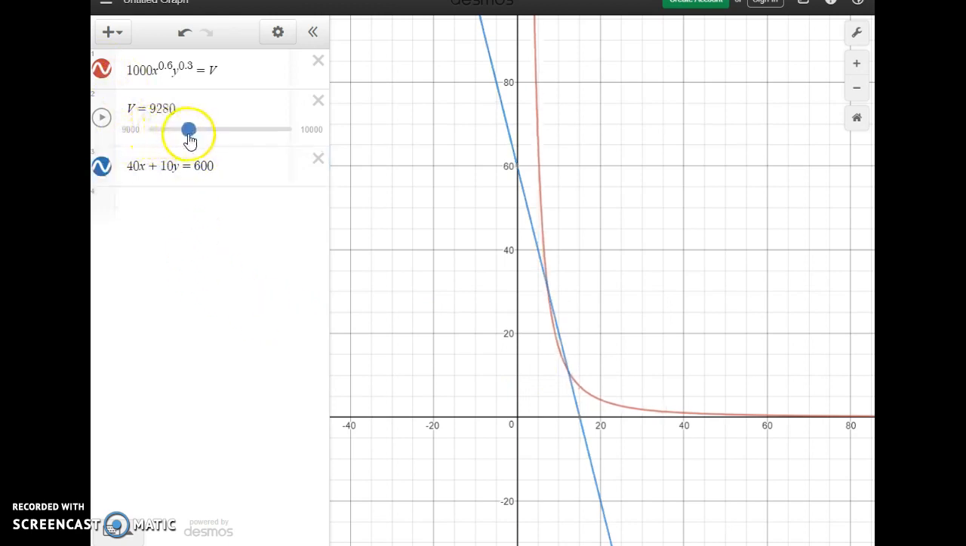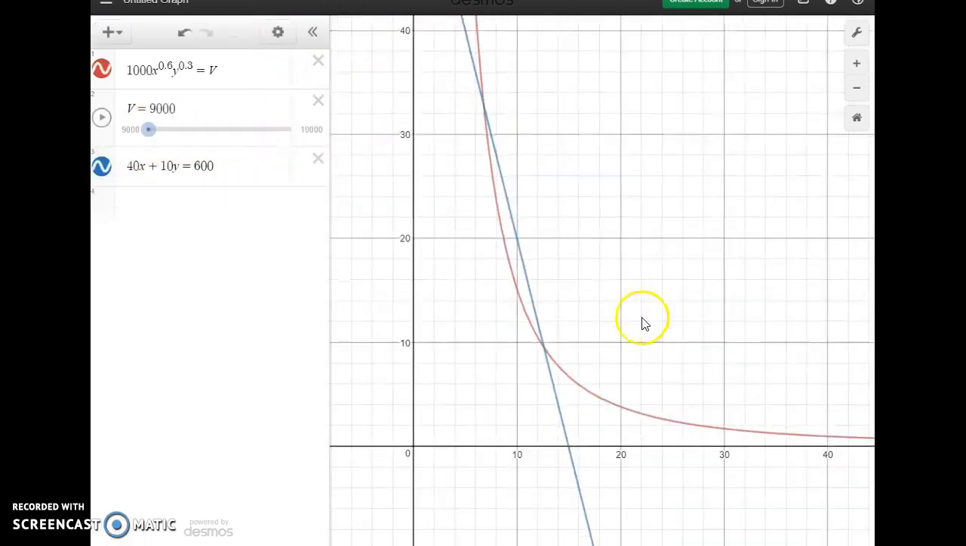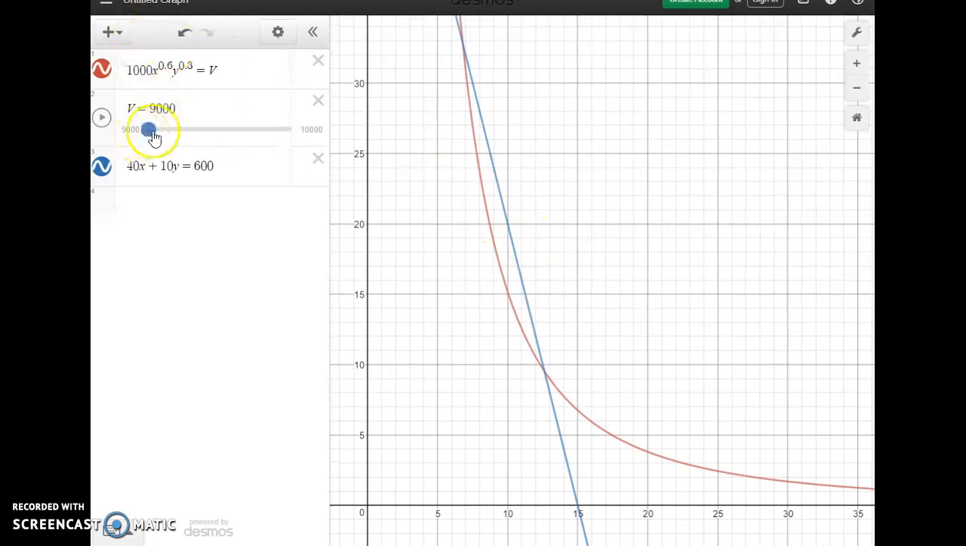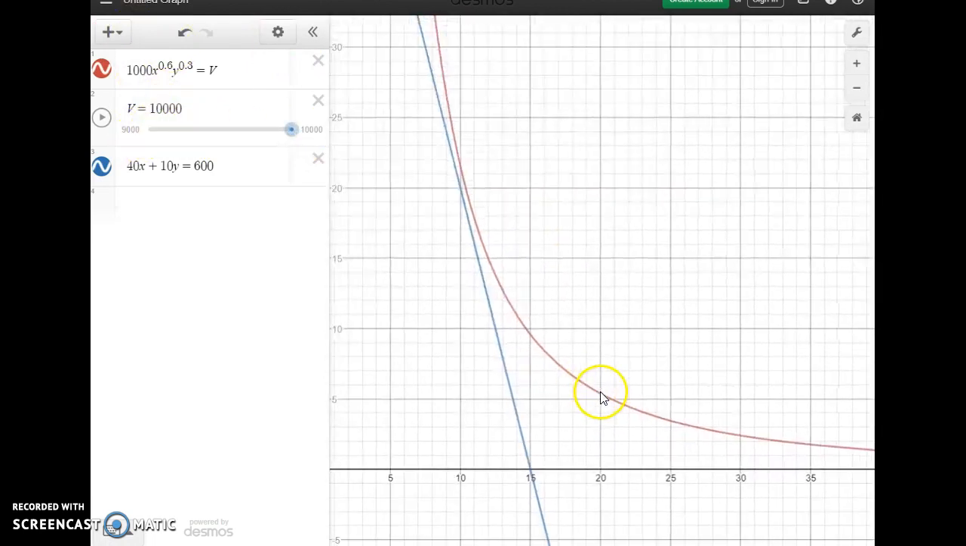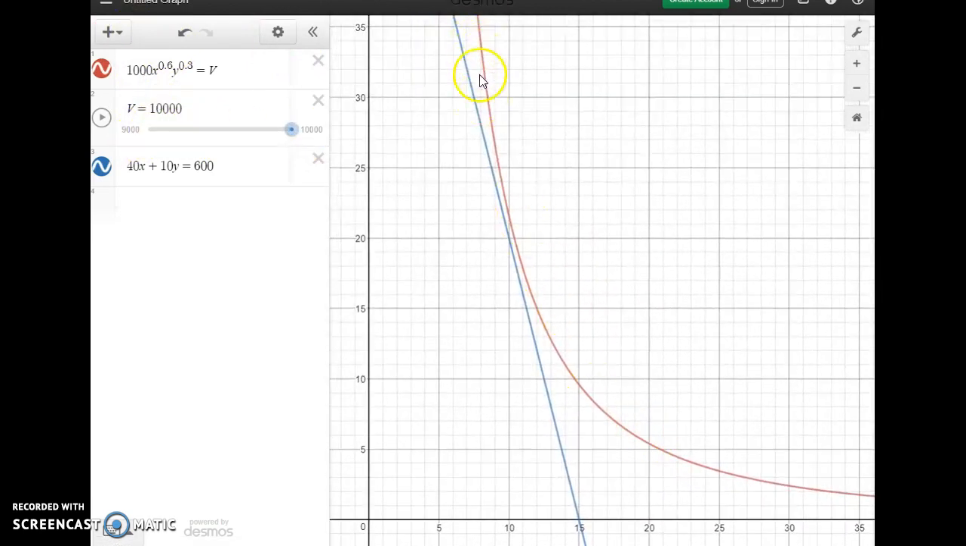Well, if I make this a little bit too large, let me see what happens here. I'm going to zoom in just on that portion there. If I make this too large, notice that now the number of visits that I get is 10,000, but the fact that I am above this is my budget line, 40x plus 10y equals 600. The fact that there are no intersection points between my slice and my contour tells me that it's not going to be possible for me to get 10,000 visits.